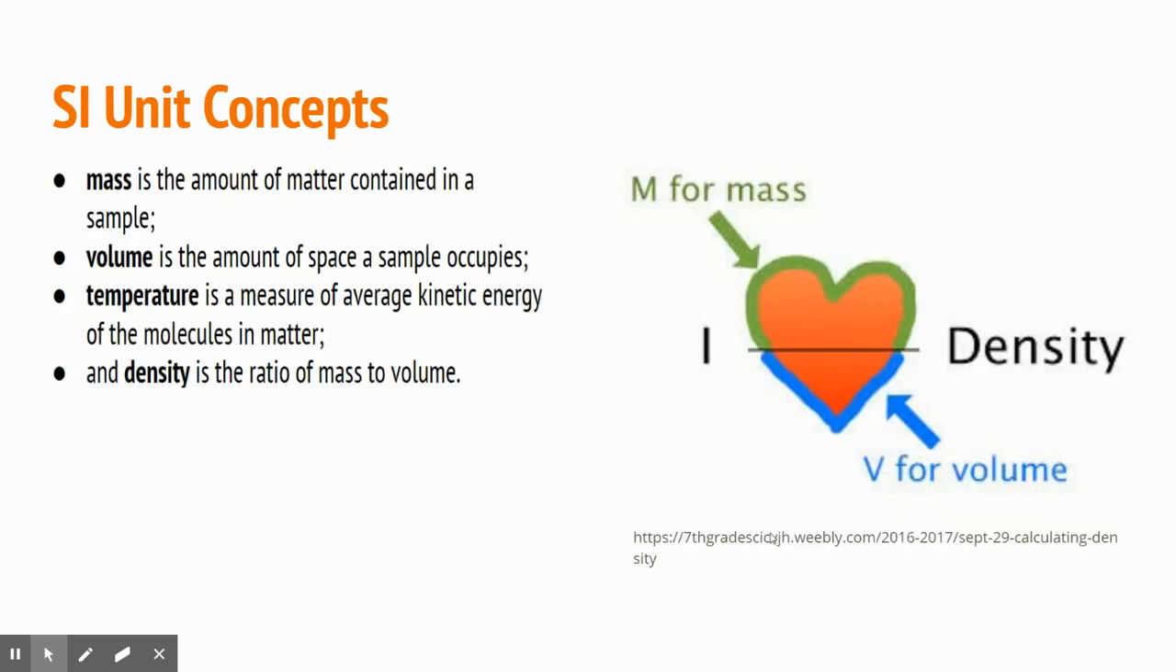Mass is the amount of matter contained in a sample. Volume is the amount of space a sample occupies. Temperature is a measure of average kinetic energy of the molecules in matter. And density is the ratio of mass to volume. I remember the formula for density using I heart density. From this point forward, we will expect that you have memorized the density formula and know that density is equal to the mass divided by the volume.